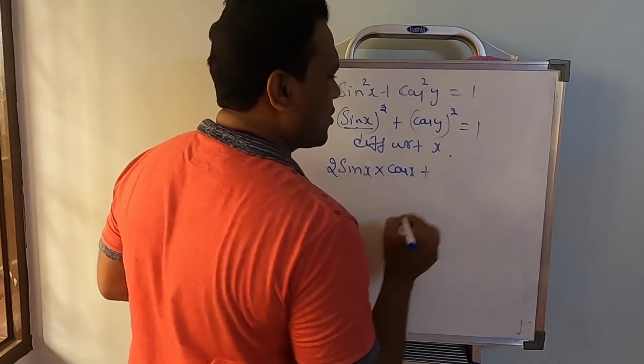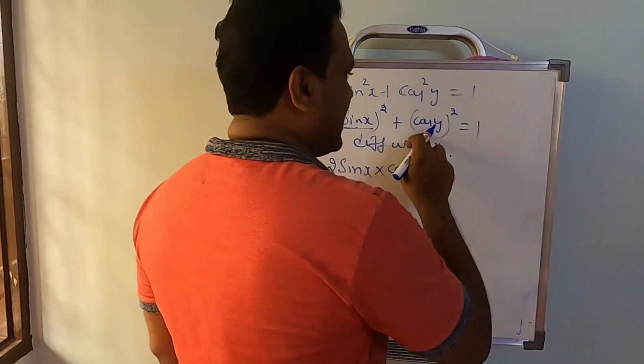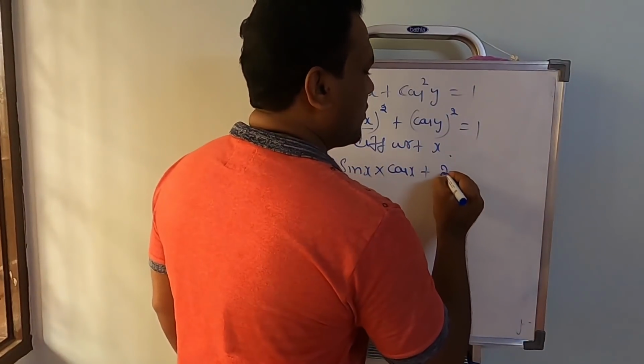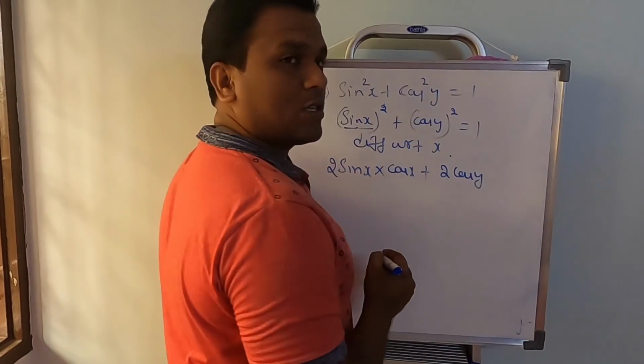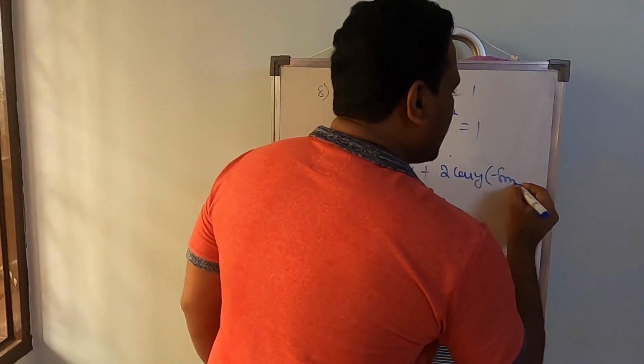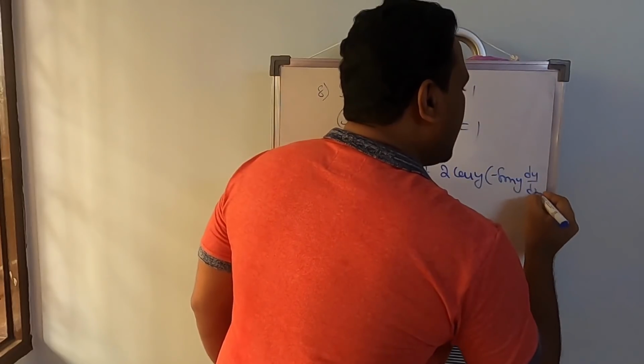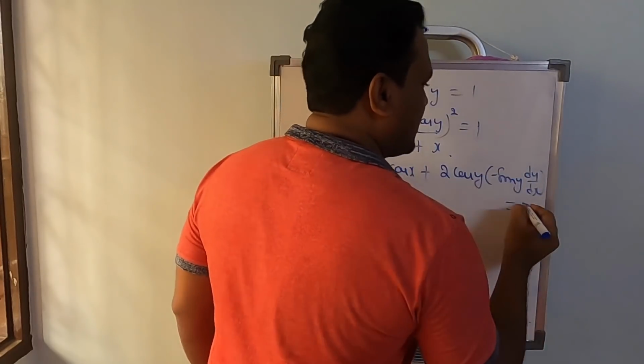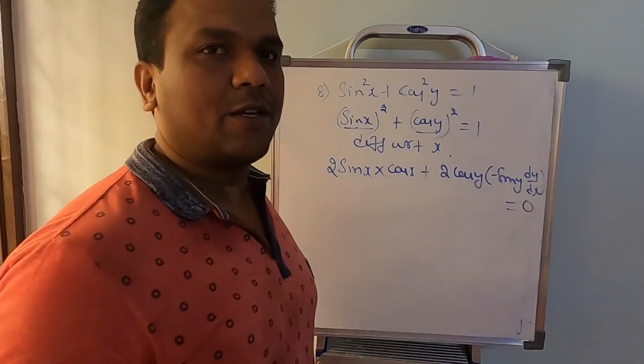Differentiation of sin x will be cos x plus. Now once again it's in the form of x square, so differentiation of x square will be 2x. So 2 cos y. Now differentiation of cos y is minus sin y multiplied by dy by dx. And the right hand side is 1. Right hand side differentiation will be 0.